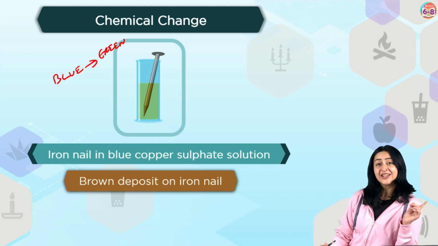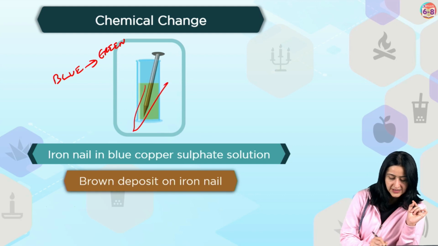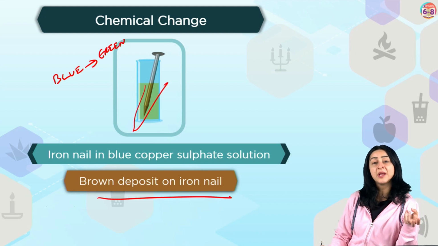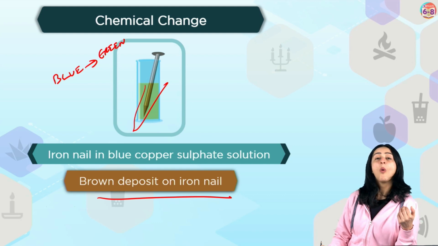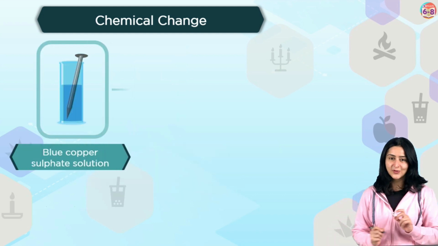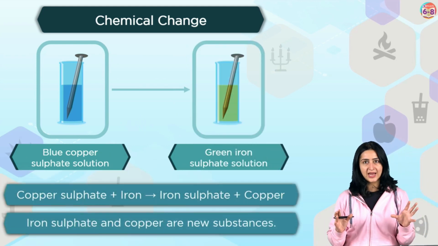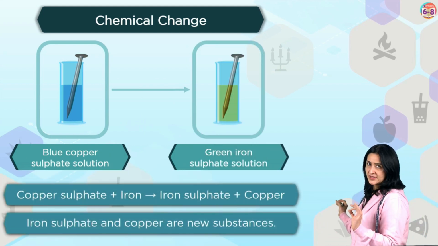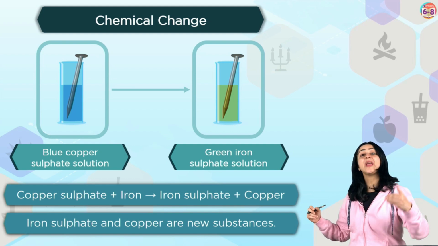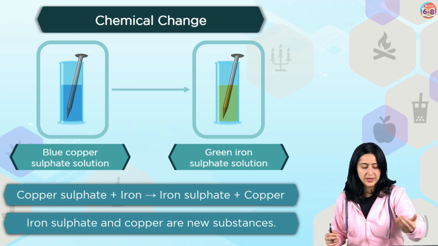Also, that shiny iron nail that you had, which was silver color, becomes brown in color. There is a brown sort of deposit that happens on this nail. So what is this chemical change that is happening over here? Let's discuss this, right? So once again, what do we have over here? We've got blue copper sulfate solution. We start off with blue copper sulfate solution. We introduce iron to that, right?